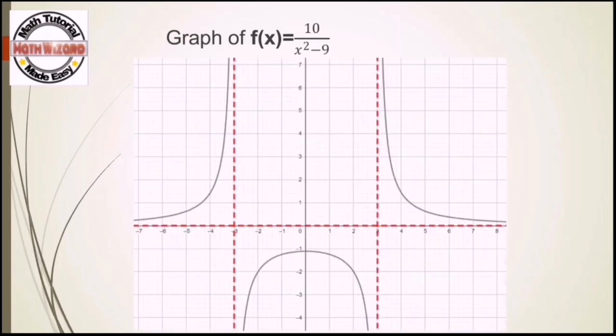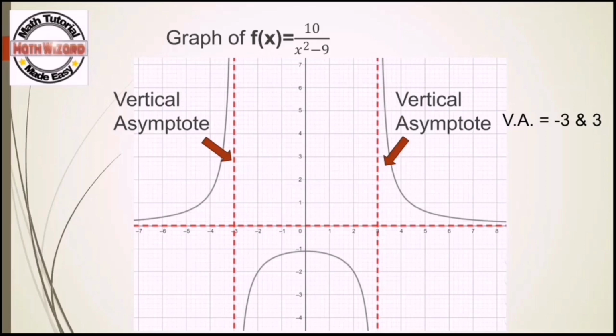Ayan. We have two vertical asymptotes. It is at positive 3 and negative 3. And then our horizontal asymptote is at 0. Because we all know that m is less than n. Ayan. That's why it's 0. Okay. Next example. Might be the last example.